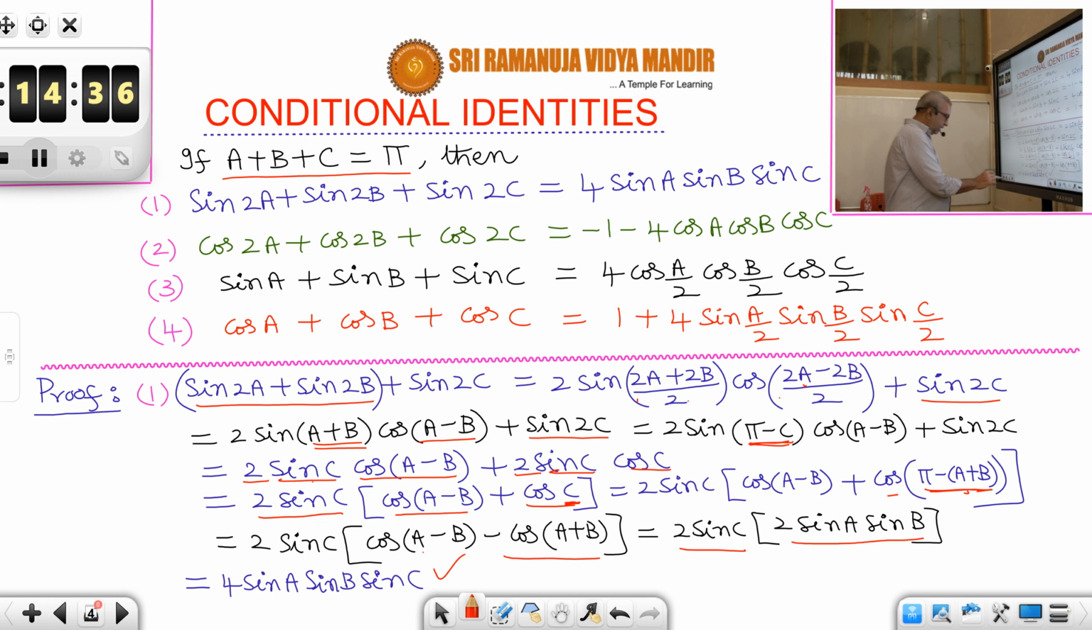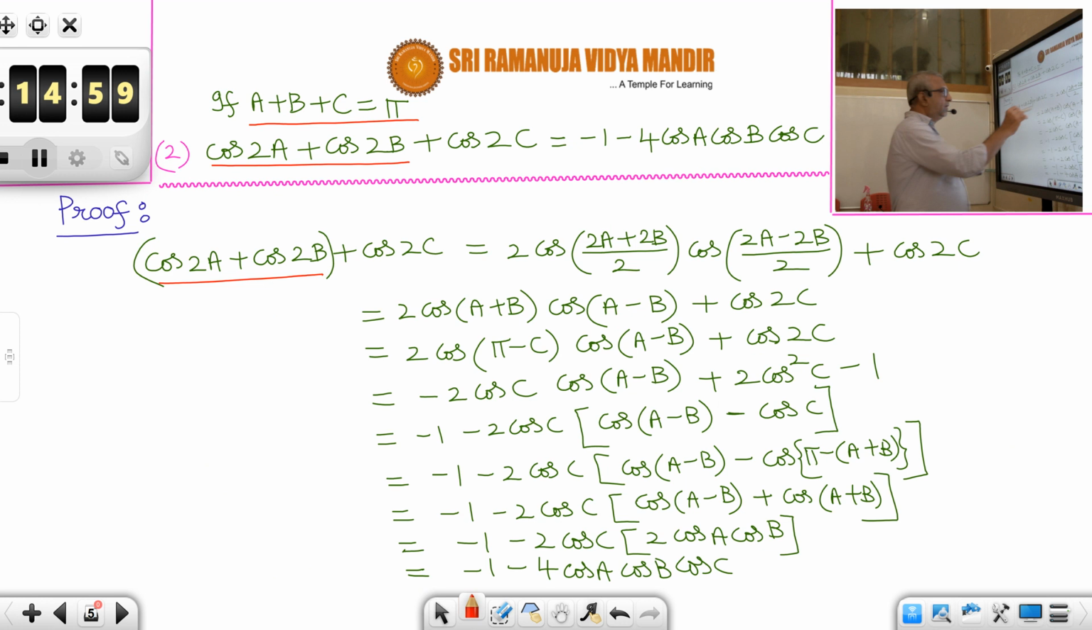Cos C plus cos D is equal to 2 cos (C plus D)/2 cos (C minus D)/2. So 2 cos (2A plus 2B)/2 cos (2A minus 2B)/2. Cos 2C will be waiting because for cos 2C there are 4 formulas. Which formula to write here now? It will be decided by seeing the previous term. So we'll see the first term now. Cos (2A plus 2B)/2, so cos(A plus B). Cos (2A minus 2B)/2, cos(A minus B).